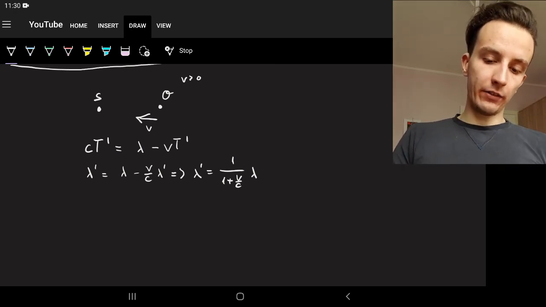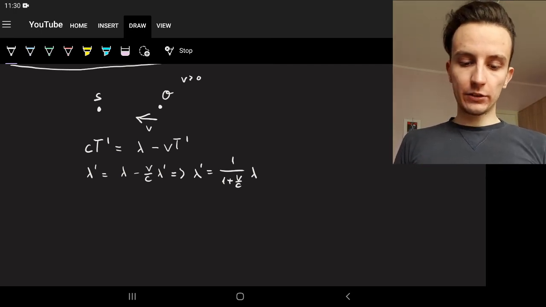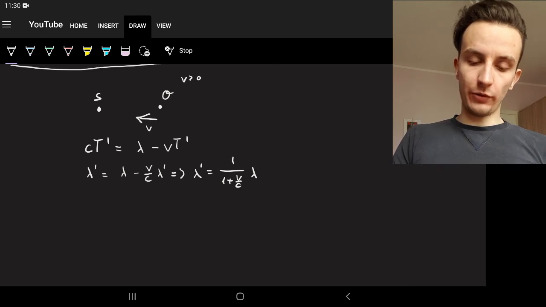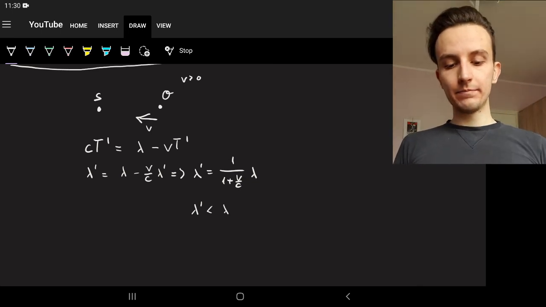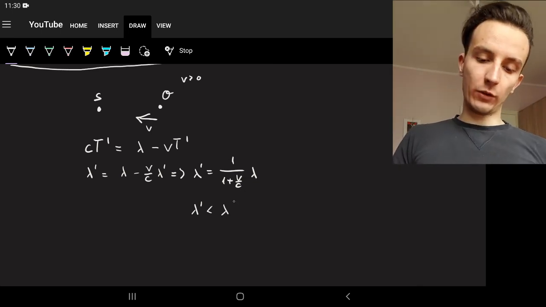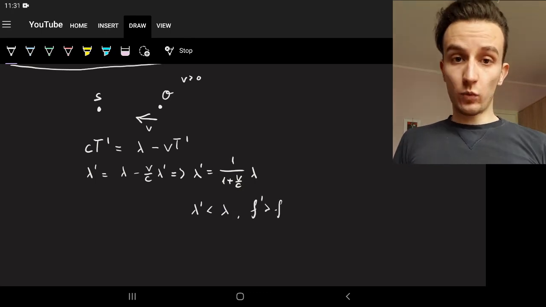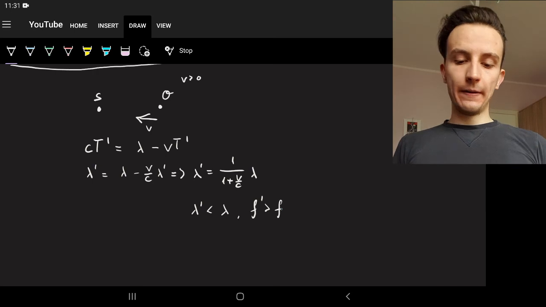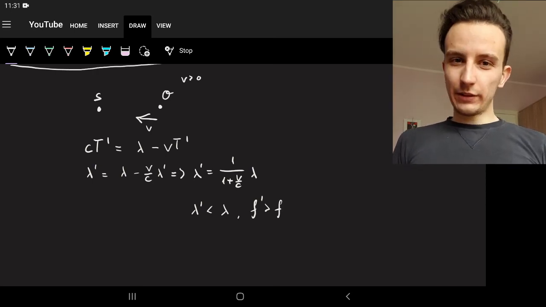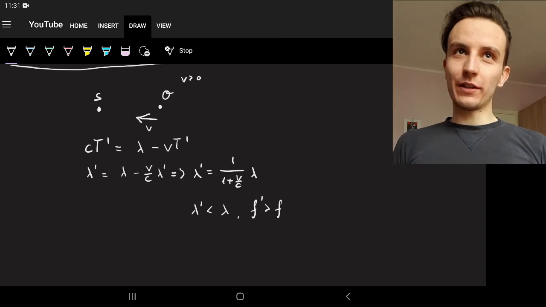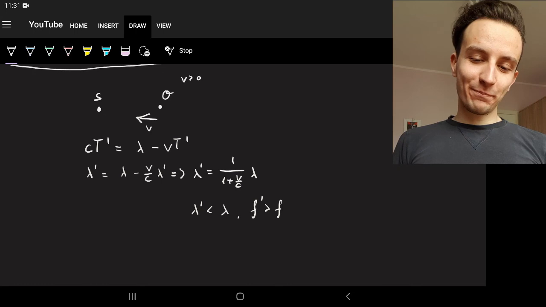And regardless of whether v is less than, equal to, or greater than c, lambda prime will always be less than lambda, because we're dividing by something greater than 1, so that means that f prime is greater than f. This is why when something is coming closer to you, it looks like it has a bigger frequency than it does. That's why we joke that every light is a green light if you move fast enough.